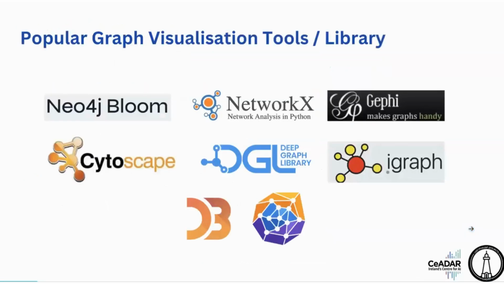Last week we discussed a basic overview of the graph visualization tools. There are some leading tools and libraries here, like Neo4j Bloom, which is part of Neo4j, the NetworkX library, which is a Python library, Gephi, which is a tool as well, and iGraph, D3.js, PyTorch Geometric, Cytoscape, and Deep Graph Library. These are a couple of Pythonic tools which we have.